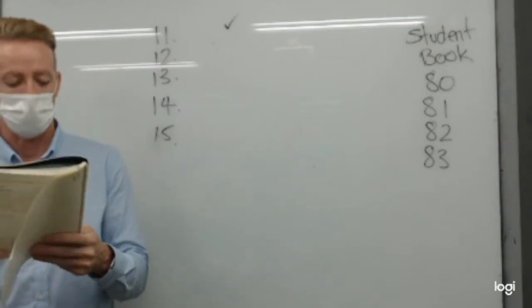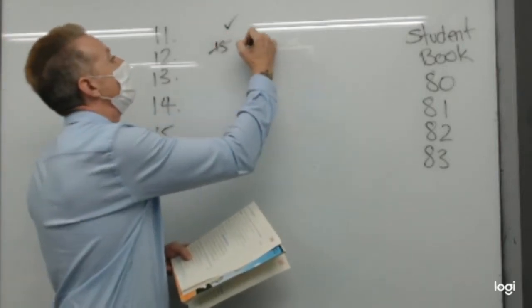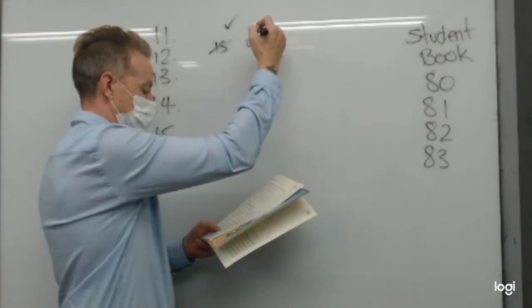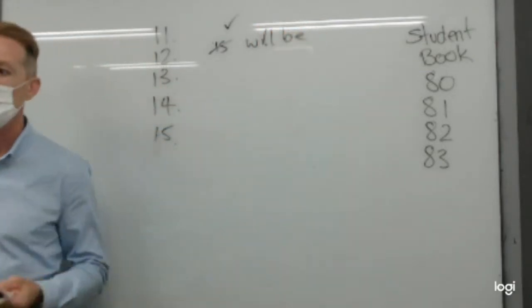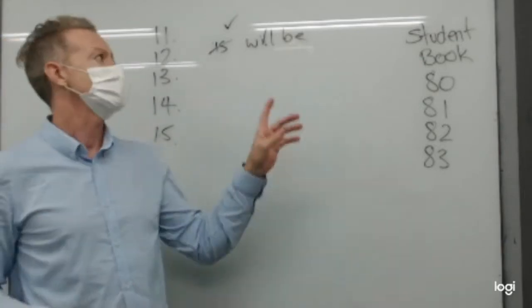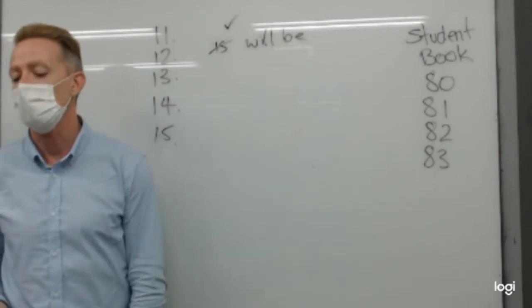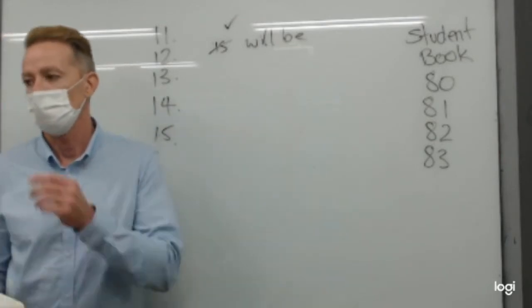Number 12, please. Do you think it will be sunny later? Yes. This is a future tense, remember, will and the verb to be. Do you think it will be sunny later? Yes, I think it will.